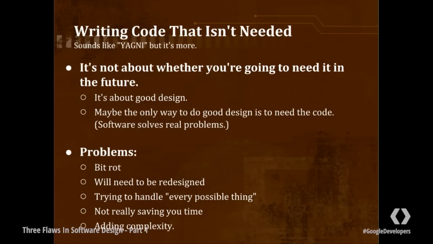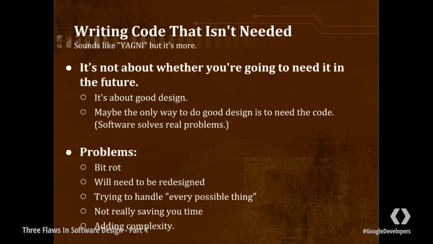Great. Well, why don't we get into the first flaw, which is writing code that isn't needed. Sure. So the first flaw in software design, I have these things, and they're called the 3 flaws of software design. And these are the major categories of errors that developers make when they're trying to design software. And the first one is writing code that isn't needed.